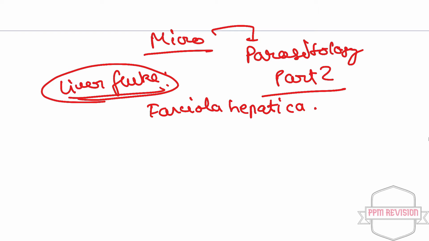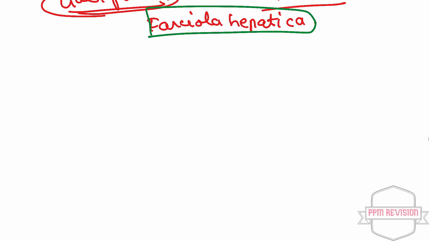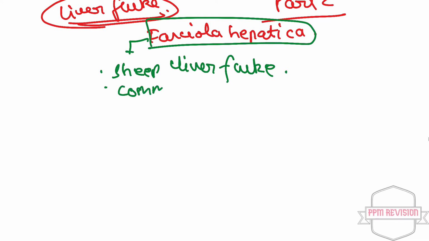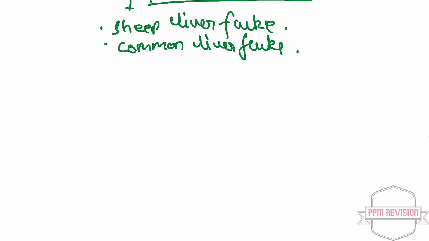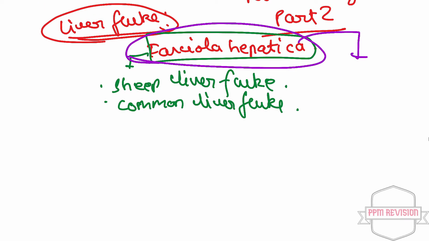It is known as the sheep liver fluke, or also known as the common liver fluke. These are the important terms that we need to know, and it was the first trematode to be described. Interesting fact, it is the first trematode to be described.